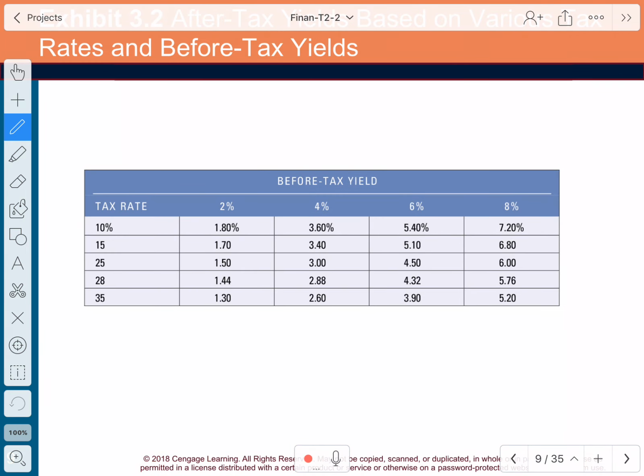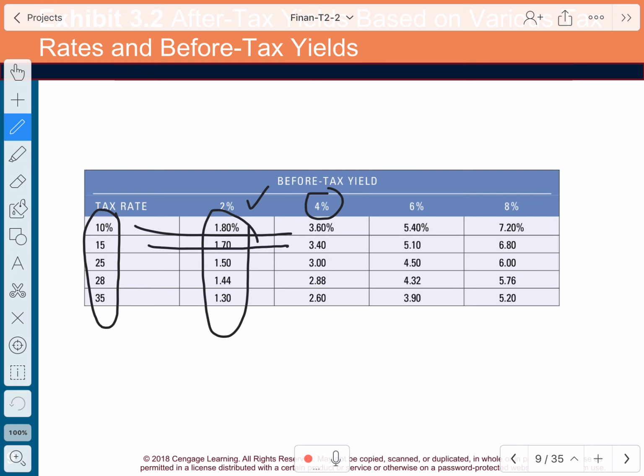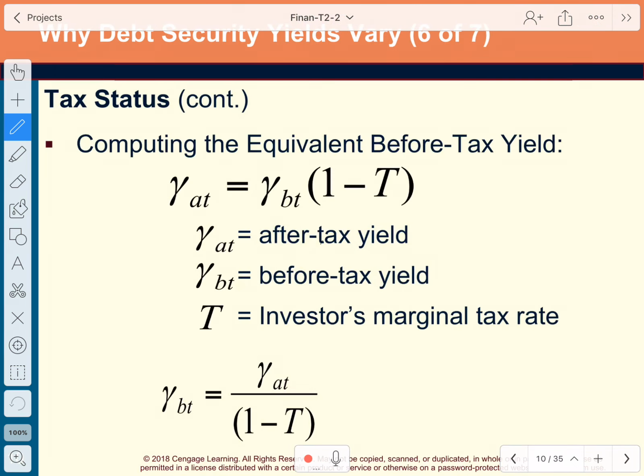So this is just an example. If the tax rate increases from 10 to 35%, then a security that offers 2%, its after tax is going to be this much. This is a before tax yield, but if the tax is 10%, then we will get 3.6. If the tax is 15% on the 4%, then we will get 3.4. If the tax is 25% out of the 4%, then we will get 3%, and so on. So, of course, you understand that the higher the tax, the lower is the amount that I have after I pay the tax, or the after-tax return is going to fall. And of course, the investor has to be compensated for that.